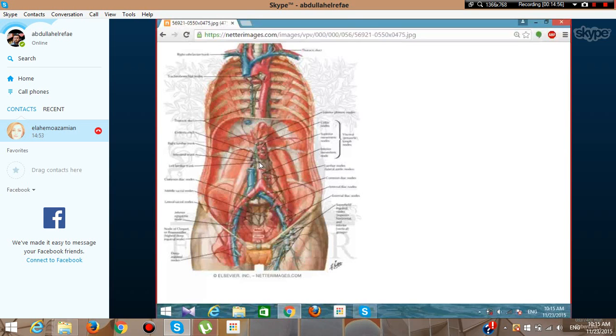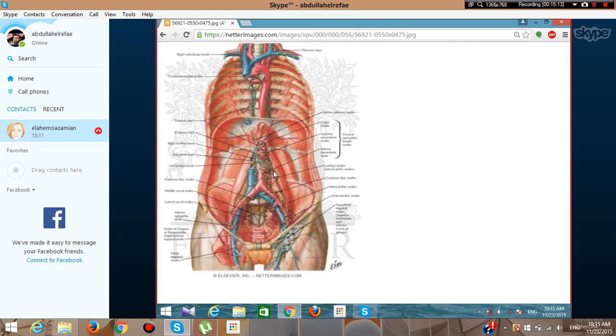What is left? The unpaired visceral organs are left. They drain into the same lymph nodes as they get blood supply from. So we have celiac nodes, superior mesenteric nodes and inferior mesenteric nodes.